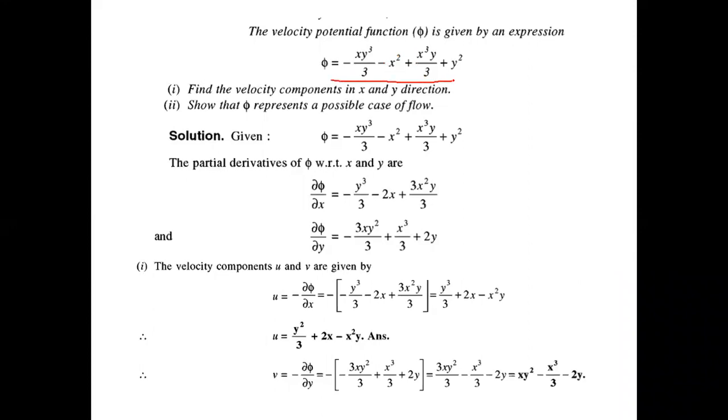Now it is asking what the velocity component in the x direction and y direction is. That means you need to find the velocity in the x direction, that is u, and the velocity in the y direction, that is v. Psi is given. Second, you need to represent that it is a case of fluid flow.